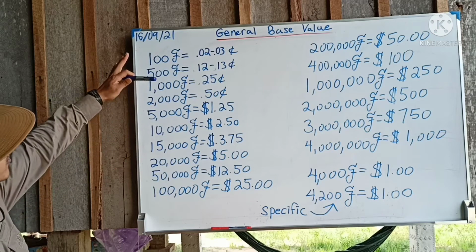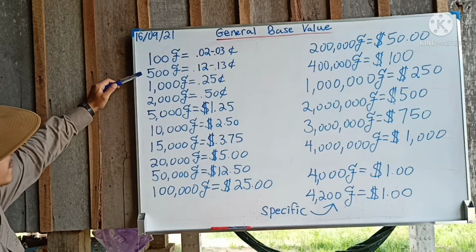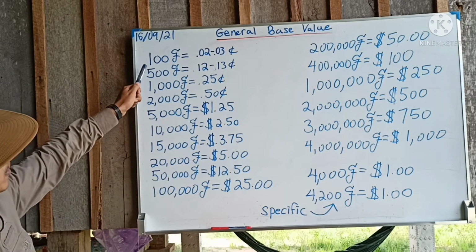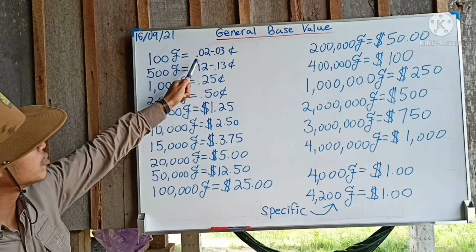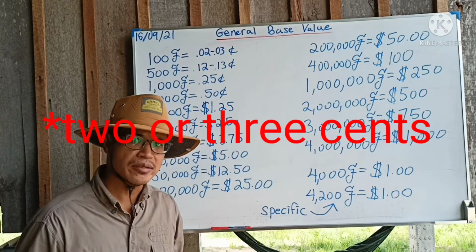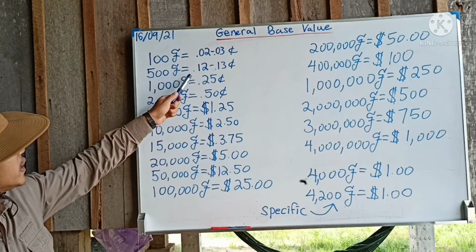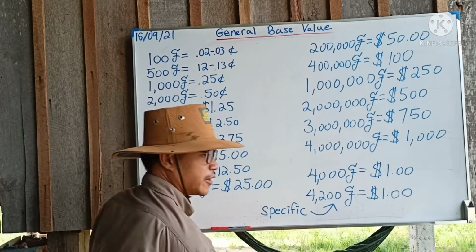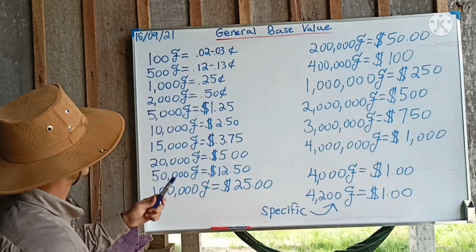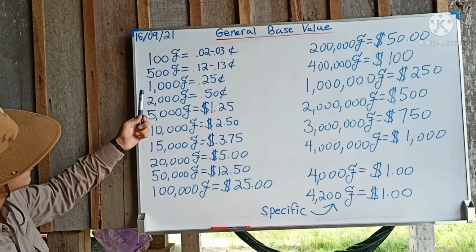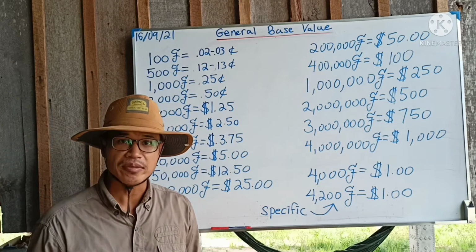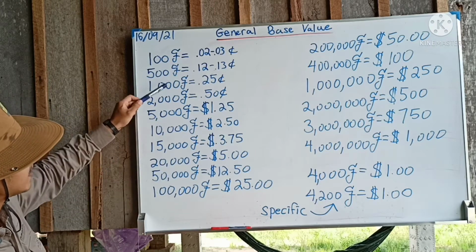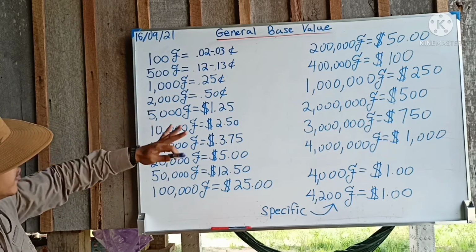All right, so your small denominations like the 100 and 500 are a little tricky, because look right here, 100 riel equals 2 or 3 cents. 500 riel equals 12 or 13 cents. And then 1,000 is just taken as 25 cents. It's just these little ones right here. So 1,000 plus is easier.